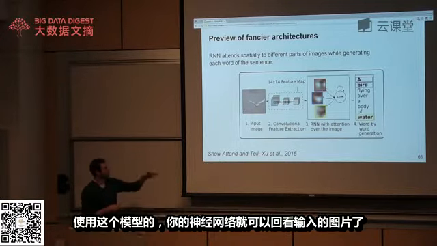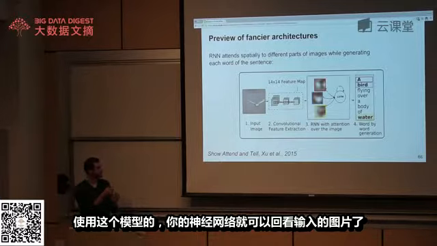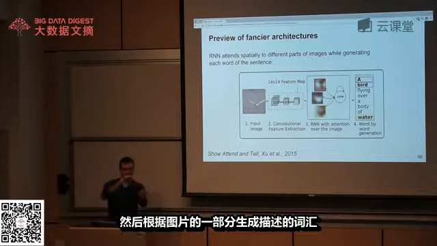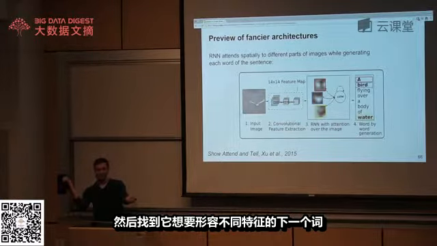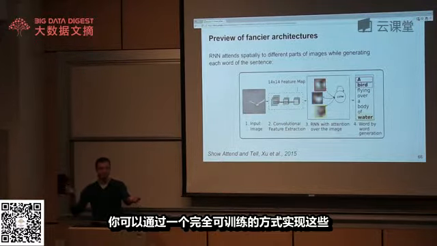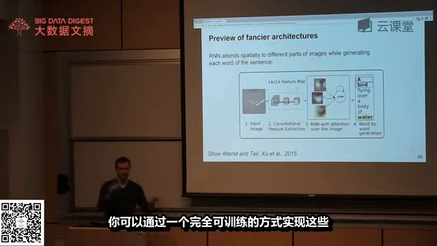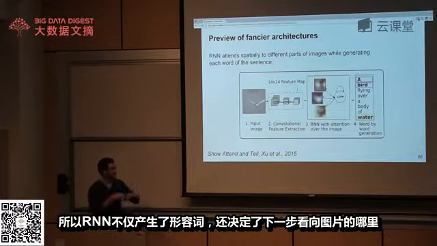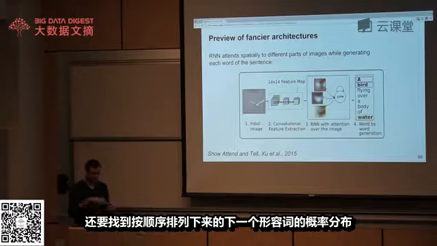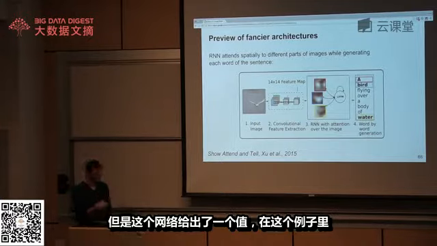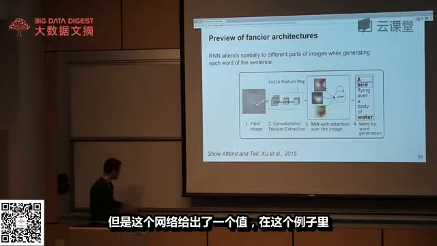And one way you can play with this is that you can actually allow the recurrent neural network to look back to the image and reference parts of the image while it's describing the words. So as you're generating every single word, you allow the RNN to actually make a lookup back to the image and look for different features of what it might want to describe next. And you can actually do this in a fully trainable way. So the RNN not only creates these words, but also decides where to look next in the image. And so the way this works is not only does the RNN output a probability distribution of the next word in the sequence, but this ConvNet gives you this volume.